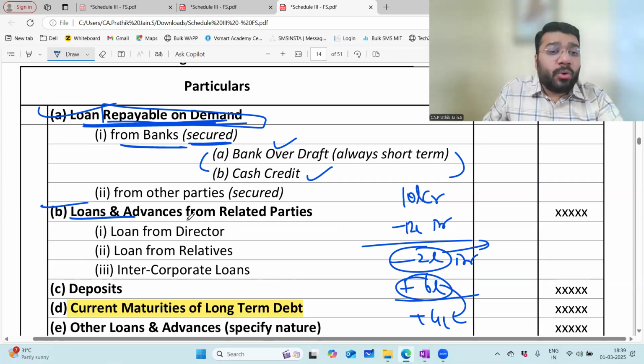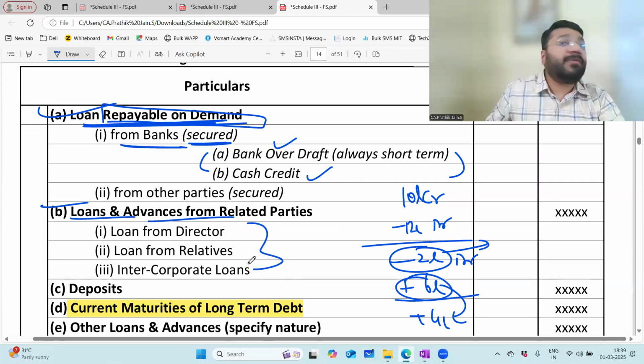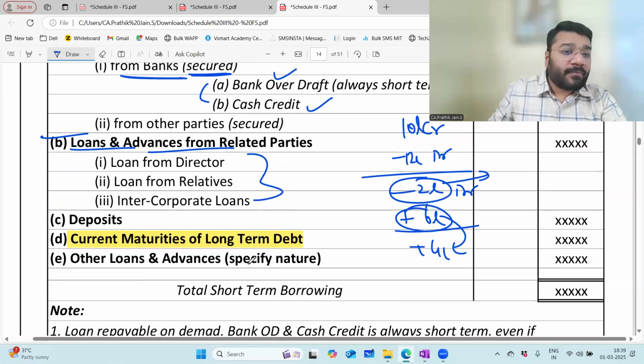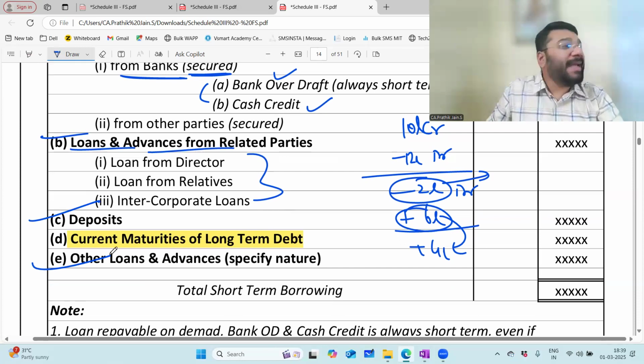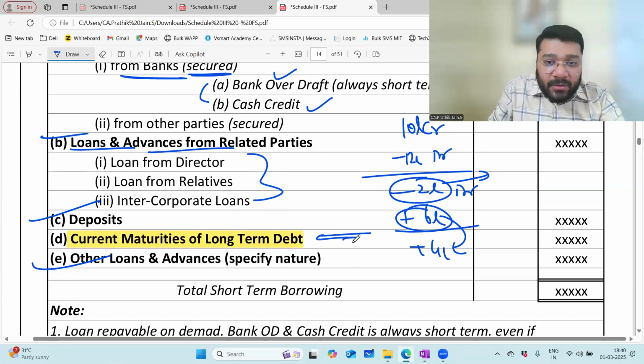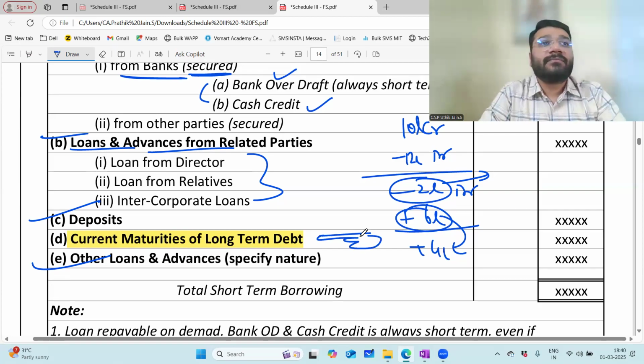Correct. Next is loans and advances from related parties. Always it is short-term if the question is silent. Then deposits and other loans and advances. A, B, C and E are manageable. The dangerous point is point number D.